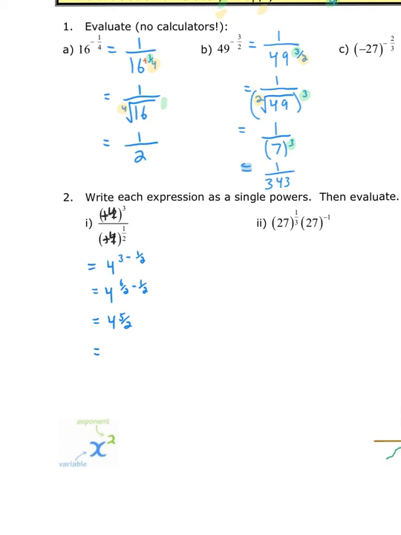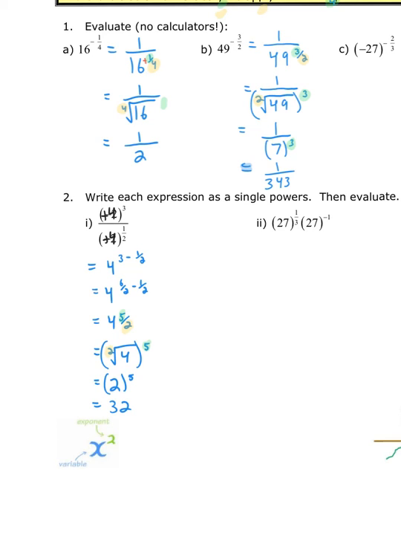And then to evaluate that, without a calculator, I'm going to write this as the square root of 4 to the exponent 5. The square root of 4 is 2. 2 to the exponent 5 is 32.